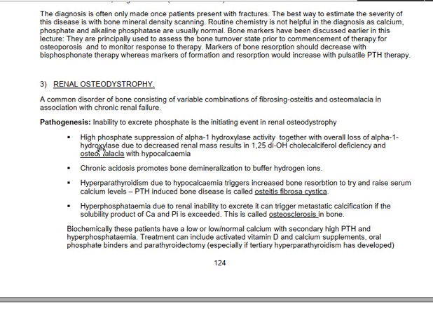Now, in case of chronic acidosis, it's going to promote the demineralization of the bone, because you need to know that what?